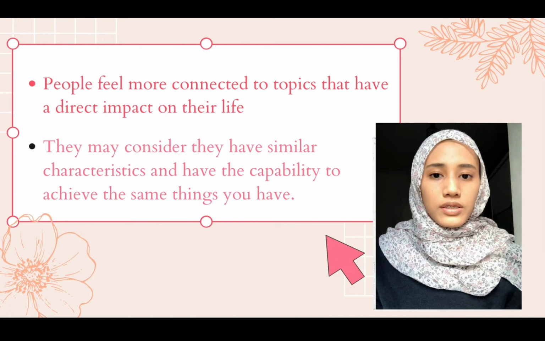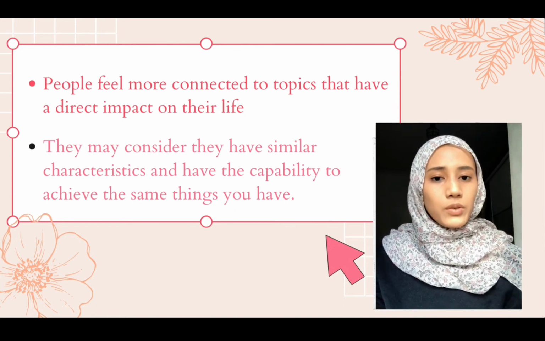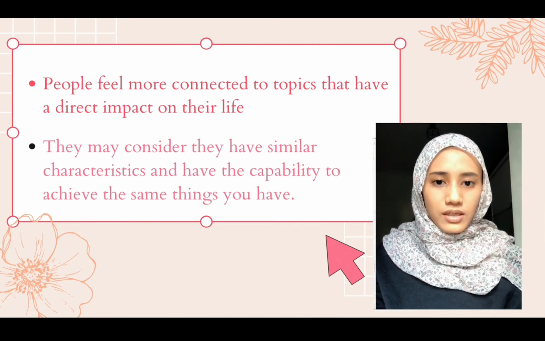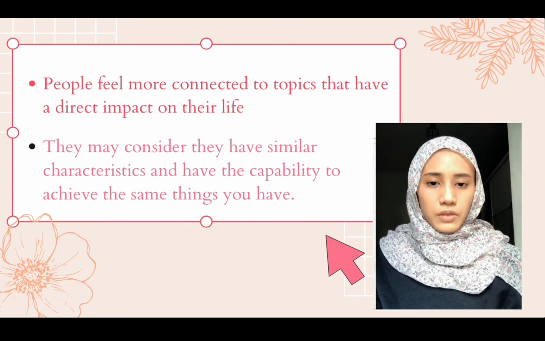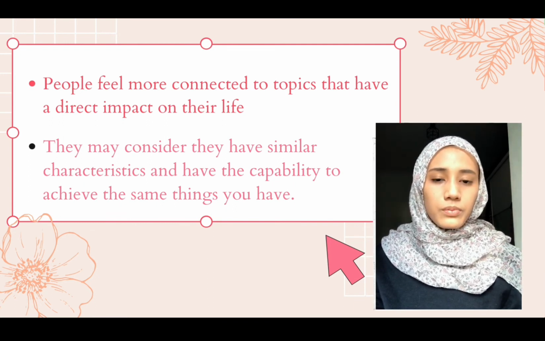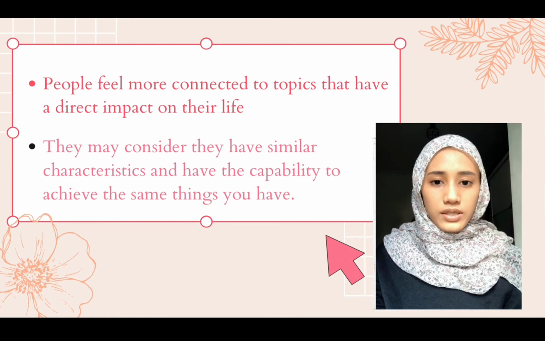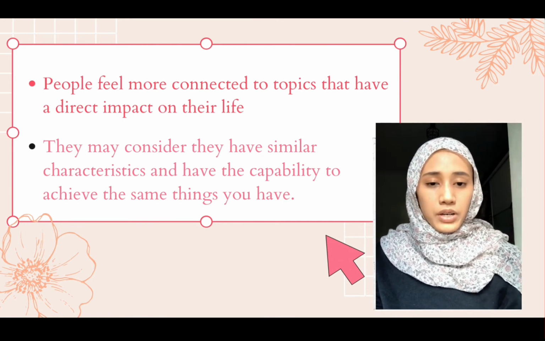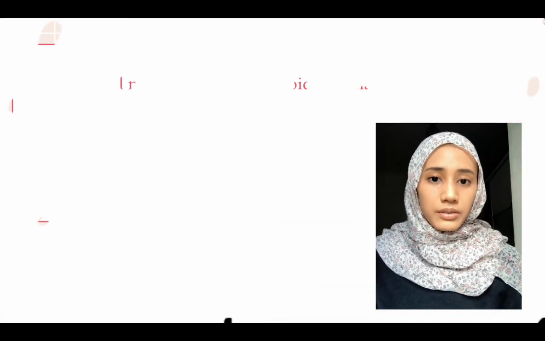It is vital to consider building a bridge that can make your audience want to know more about what you can share with them. If you can establish a mutual understanding with your audience, they may consider to have similar characteristics and have the capability to achieve the same things you have. For example, if you are giving a speech about how to achieve healthy diet, you may establish common ground with your audience by telling them that a few years ago you were in the position of having passion to practice healthy diet but you did not know how to start.